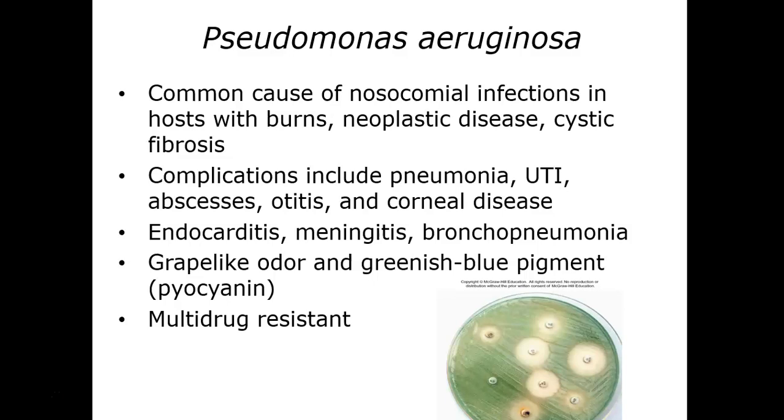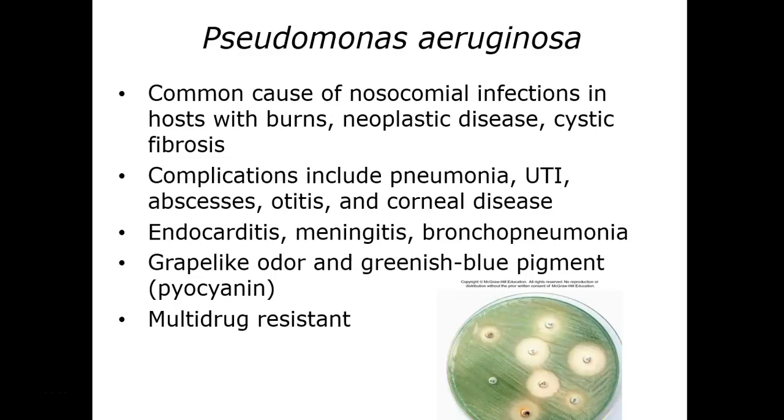Patients who are cystic fibrosis patients and have weakened lung tracts are also able to be impacted significantly by Pseudomonas aeruginosa as well. There's also situations where this has been acquired through hot tubs and things like that as well. So complications can include a whole series of diseases, things like pneumonia, urinary tract infection, otitis, which is an inflammation of the eardrum, and corneal diseases.